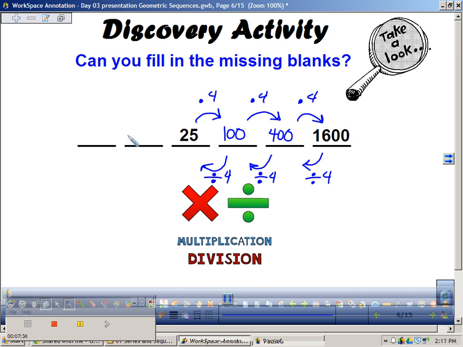25 times 4 is 6. Did anybody do these? 6 point what? 6.125? Oh, 6.125. And then 6.25 divided by 4 is?